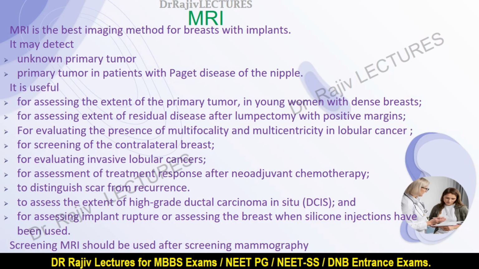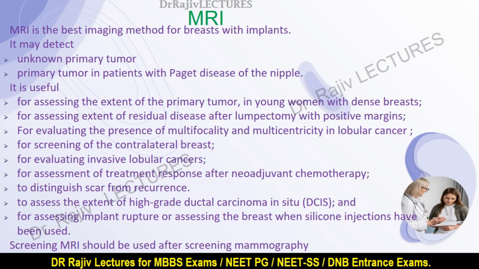MRI can distinguish a scar from recurrence in women with previous breast conservation therapy for cancer, but it is less accurate within 9 months of radiotherapy because of abnormal enhancement due to edema. It may assess the extent of high-grade ductal carcinoma in situ, but it is less useful in low-grade ductal carcinoma in situ. It may also assess implant rupture or assess the breast when silicone injections have been used.